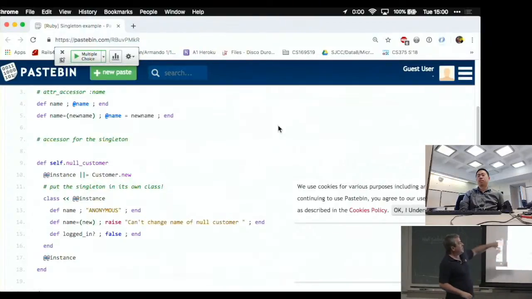But again, the idea is that some languages actually have a specific mechanism for doing Singleton classes. This is an elegant way to do it in Ruby. Do not worry too much if the syntax looks a little bit weird. But what is the concept of a Singleton class? There's one instance of it ever. And one of the things you can do with that instance is use it to implement the null object pattern.